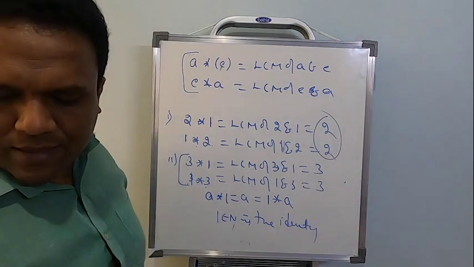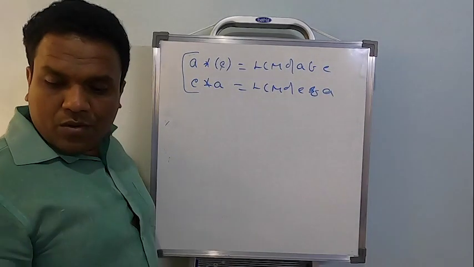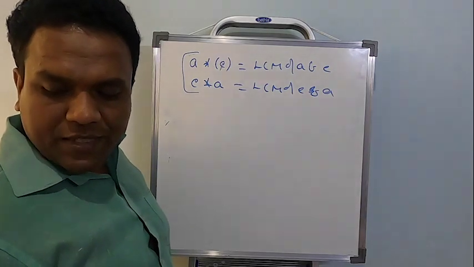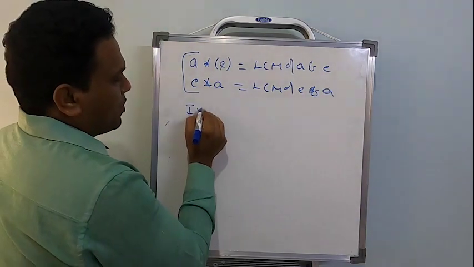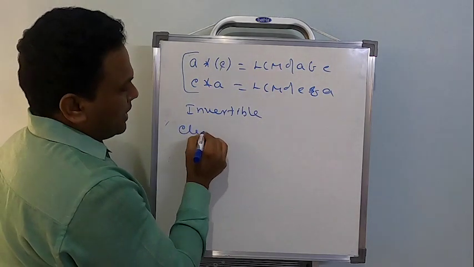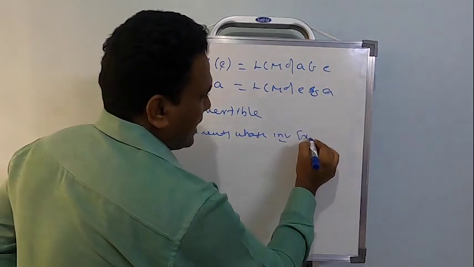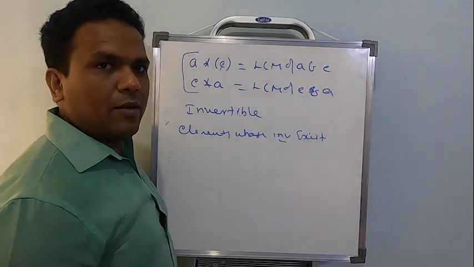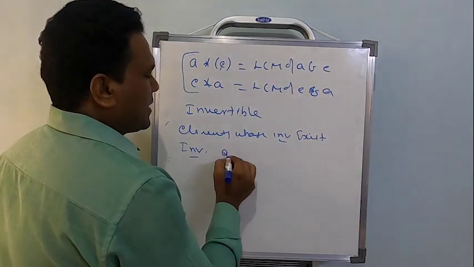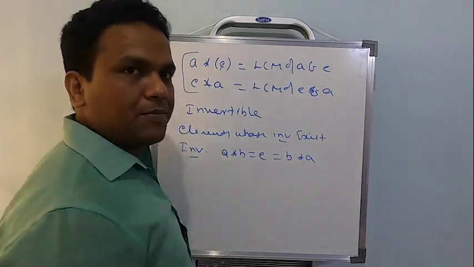Okay, now the last one, the fifth one, is there. You have to write the elements of N. Which elements of N are invertible? What do you mean by invertible? Elements whose inverse exists are called invertible elements. What does the inverse property say? If you remember, the inverse property says A star B is equal to A is equal to B star A.